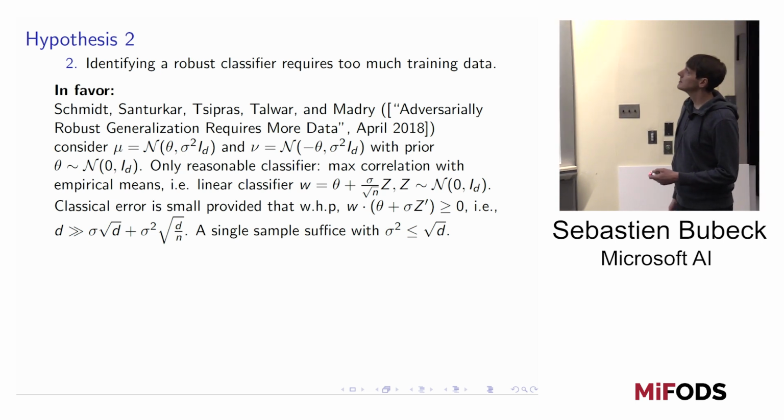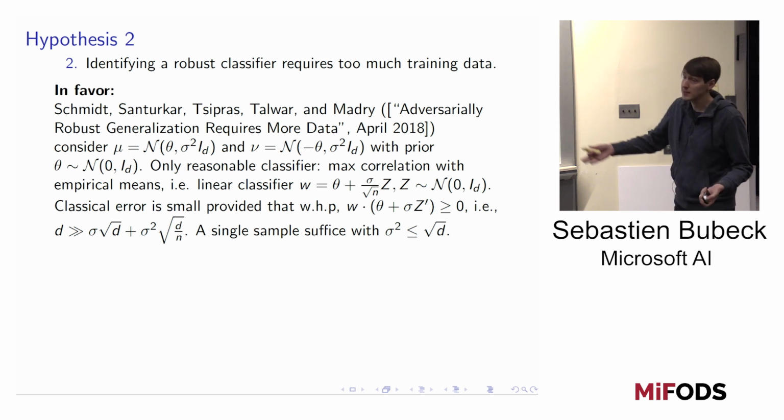Now, what is the classical error that you make? Well, take a new sample, say from the first distribution mu. So a sample is of the form theta plus sigma z prime, where z prime is a Gaussian. And what you want to know is, is it true that with high probability the inner product with my W is non-negative? If that's the case, then I classify correctly.